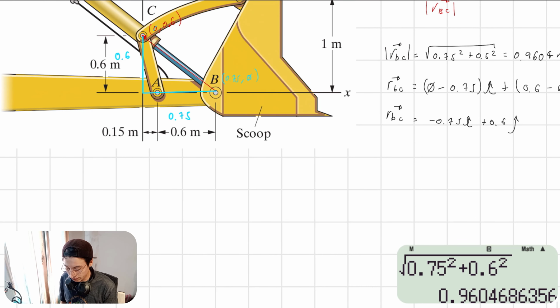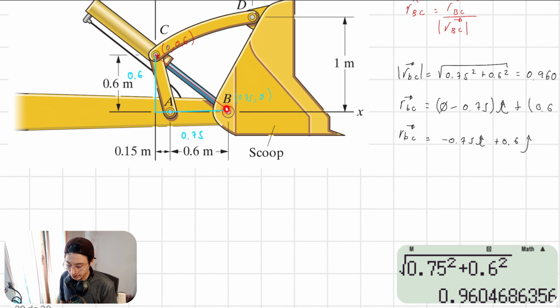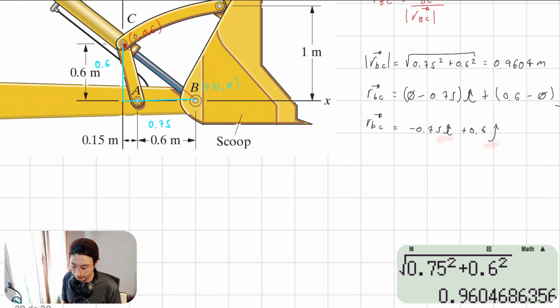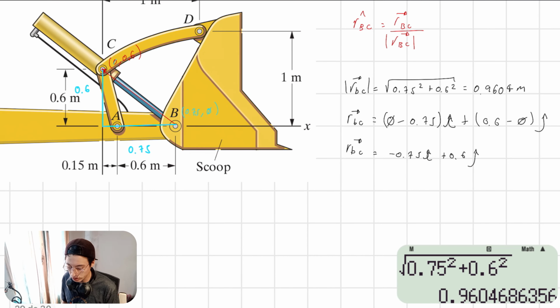As you can see, this vector is generated by these two. Alright, so this means that the x coordinate has to be negative because it's pointing towards the opposite direction of x, and the y coordinate is positive because it's pointing in the same direction. And this is what we have right here, negative, positive, x, y. Now, all we have to do is to solve this equation.